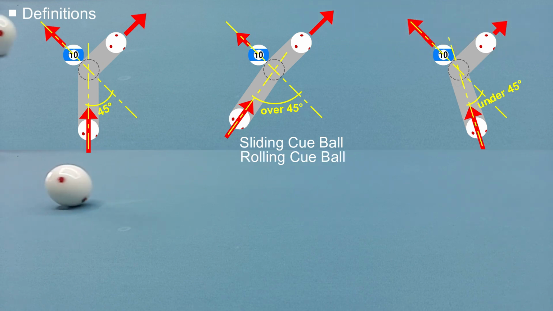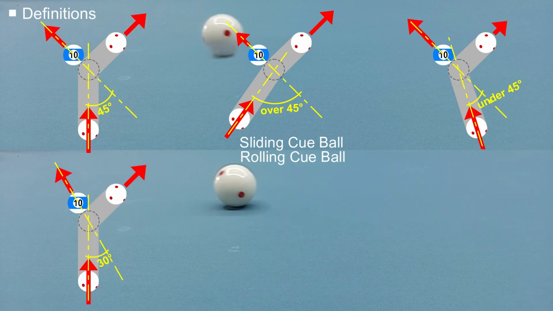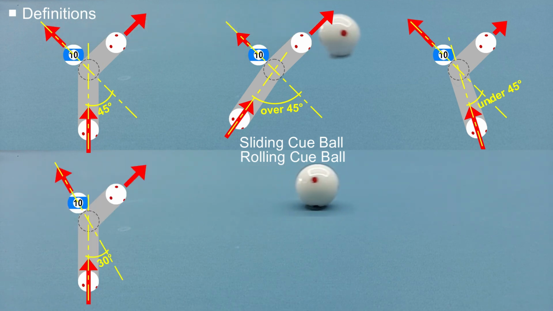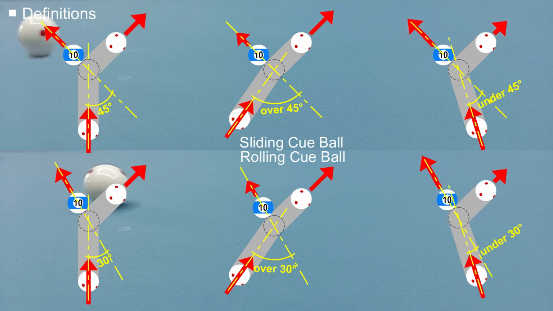When the cue ball is rolling, and that's what you see on the bottom of your screen, the cue ball and object ball have the same energy at 30 degrees. When the cut angle is over 30 degrees, the cue ball has more energy. Less than 30 degrees, the cue ball has less energy.